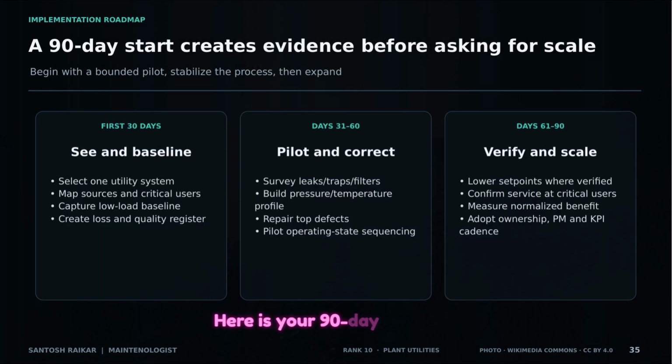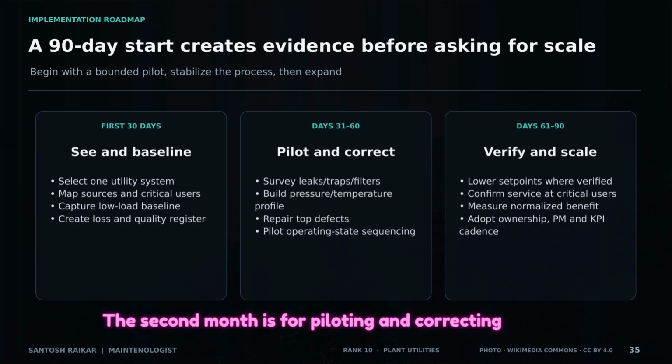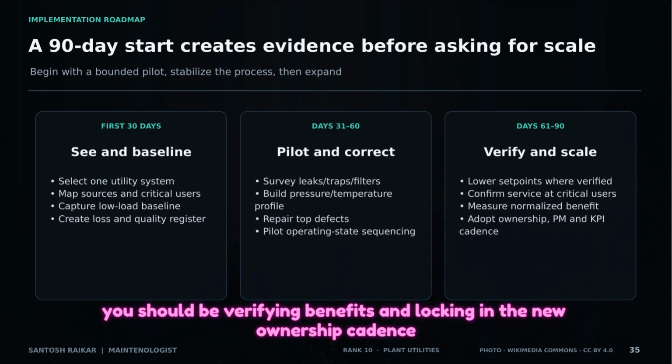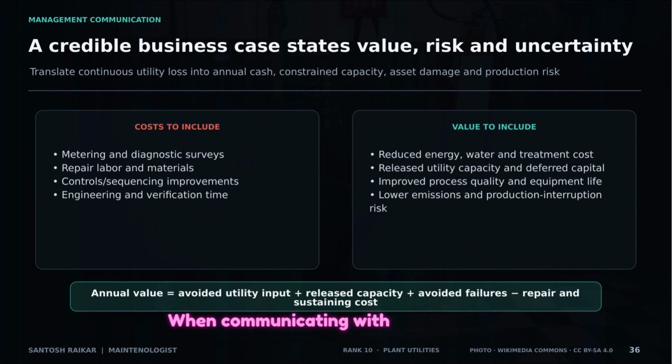Here is your 90-day roadmap. Spend the first month seeing and baselining. The second month is for piloting and correcting defects. By the 3rd month, you should be verifying benefits and locking in the new ownership cadence. When communicating with management, speak the language of value. Don't just talk about kilowatt hours, talk about release capacity, deferred capital, and avoided production risks. A credible business case includes both the costs of repair and the value of avoided failures.